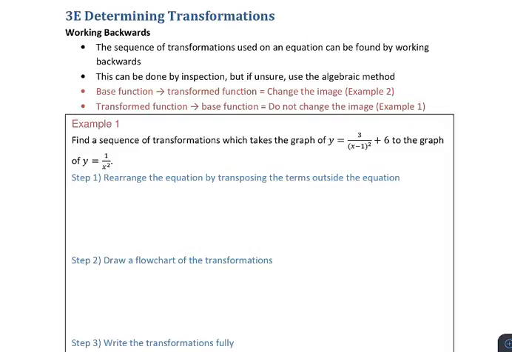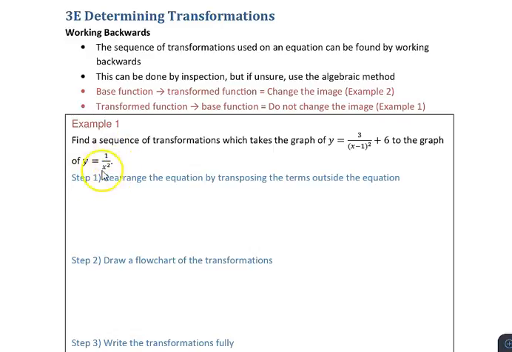Alright, in 3E we're determining transformations. We've previously done this by inspection, and that's not actually a big issue. You can absolutely do that, but if you are unsure, then using this algebraic method will, I suppose, always get it right. There's a chance, but a very small chance, of error in doing it this way.